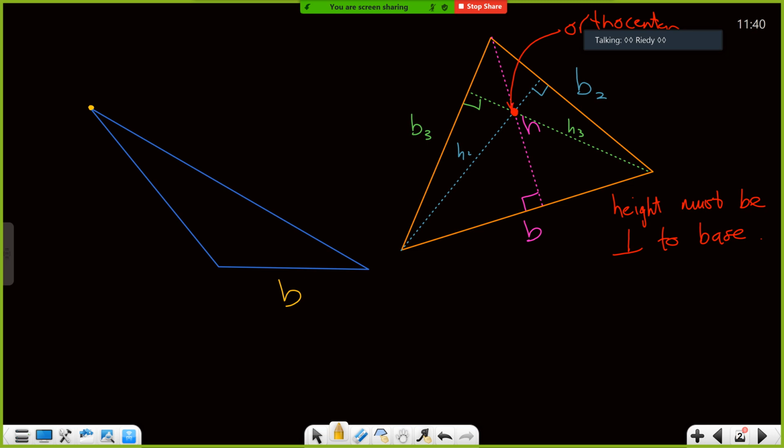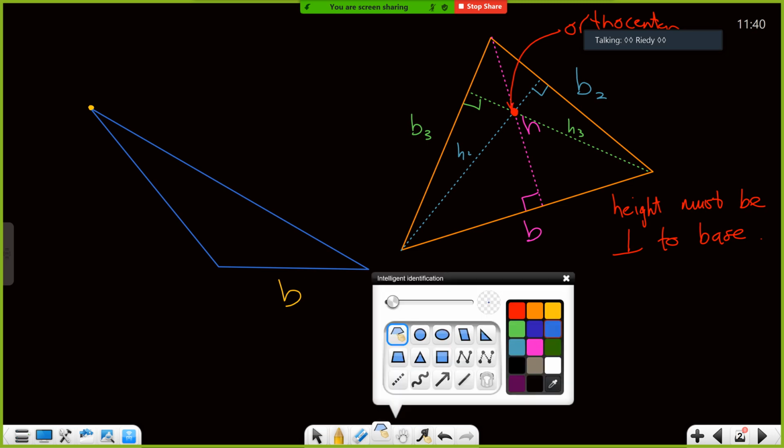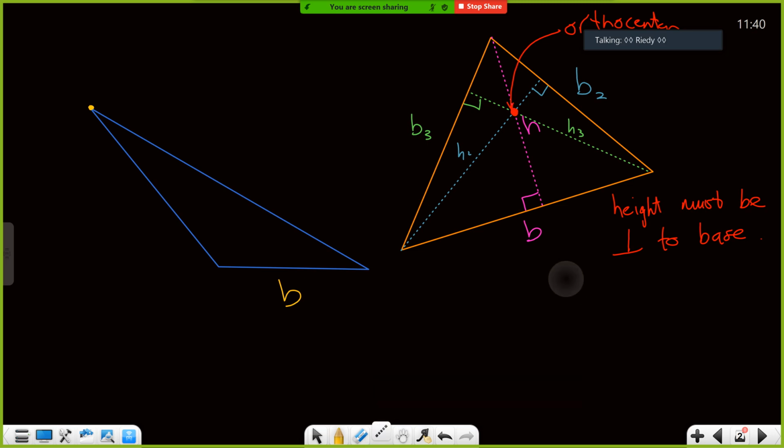So I cheat. How do I cheat? I come over here and I do this. That becomes my height. Now wait a second, that's not perpendicular to the base. It is if we extend the base.